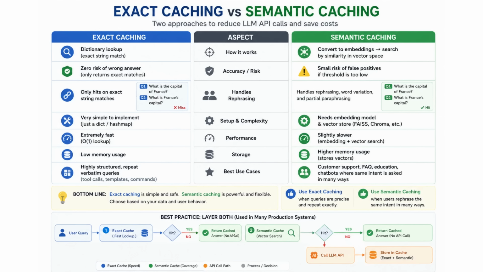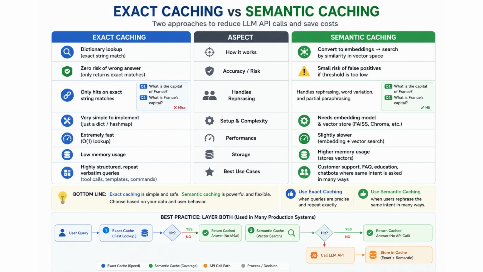Semantic caching handles rephrasing, word variation, and even partial paraphrasing. The trade-off is a small setup cost. You need an embedding model, and a small risk of false positives if your threshold is too low. For customer support bots, FAQ systems, and educational tools where users phrase the same intent in dozens of ways, semantic caching wins. For systems where queries are highly structured and repeat verbatim, like tool calls or template-based inputs, exact caching is simpler and sufficient.